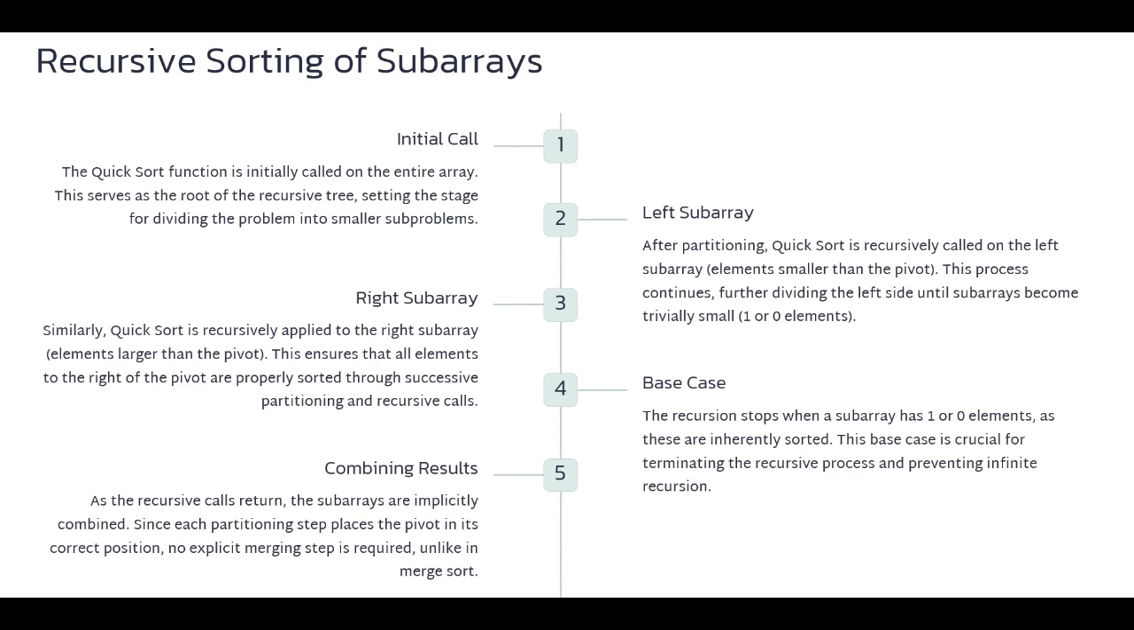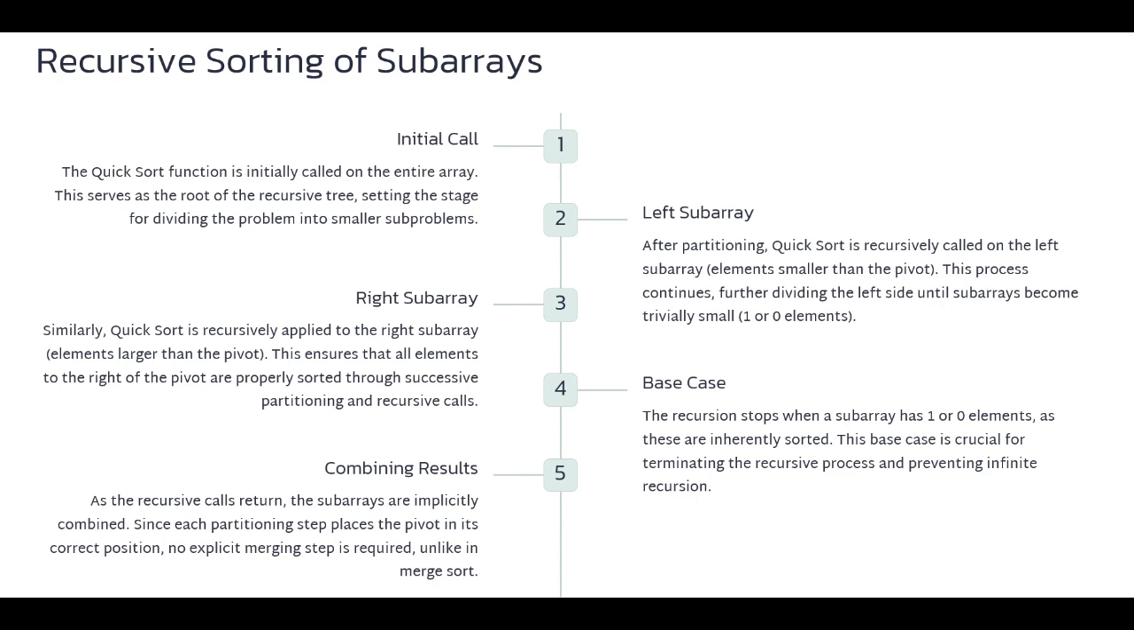Left subarray. After partitioning, quicksort is recursively called on the left subarray. This continues, dividing the left subarray into smaller subarrays, becoming trivially small until the elements become zero or one. Right subarray. Similarly, quicksort is recursively applied to the right subarray, containing the elements larger than the pivot. This ensures that all the elements to the right of the pivot are sorted through successive partitioning and recursive calls.